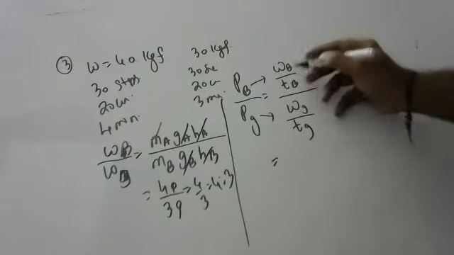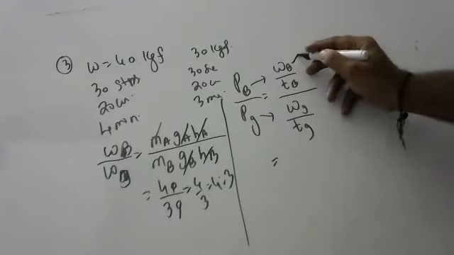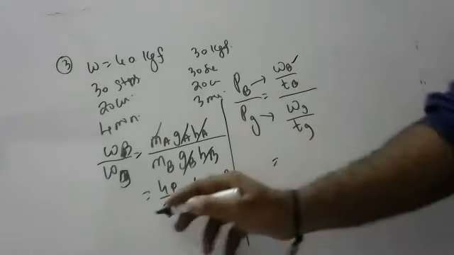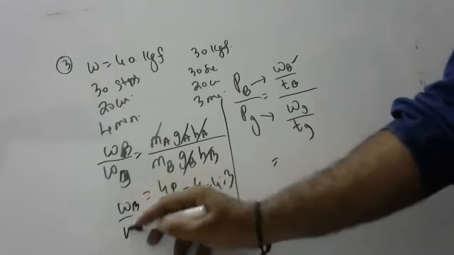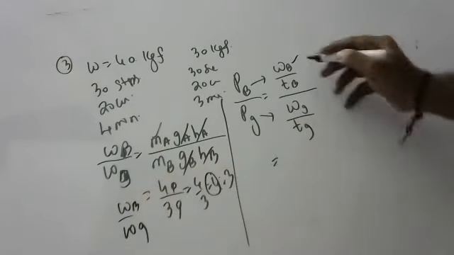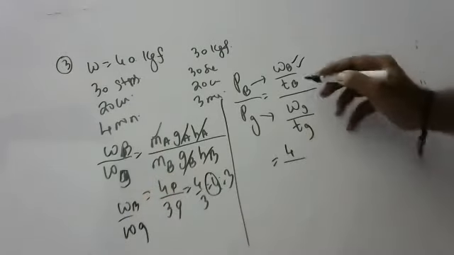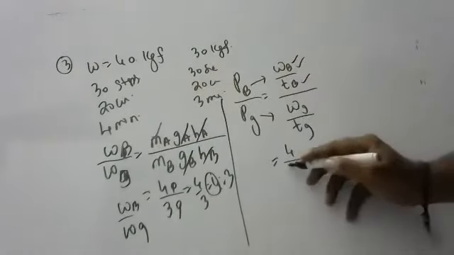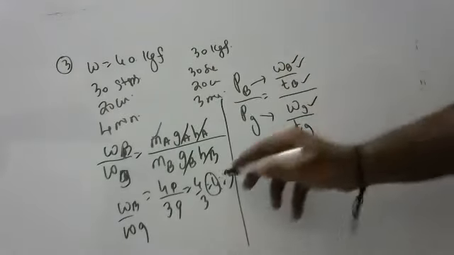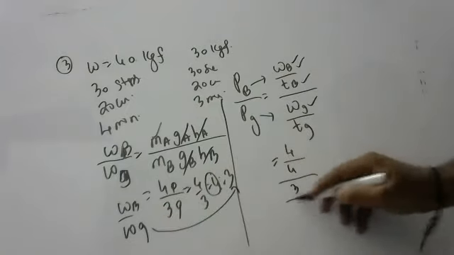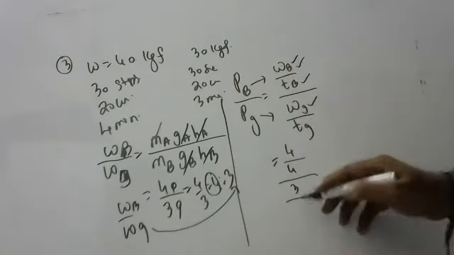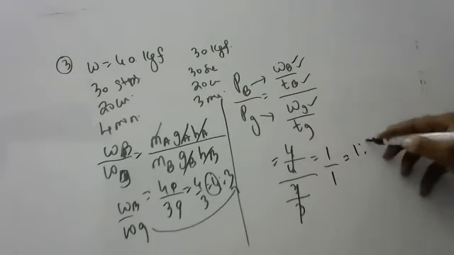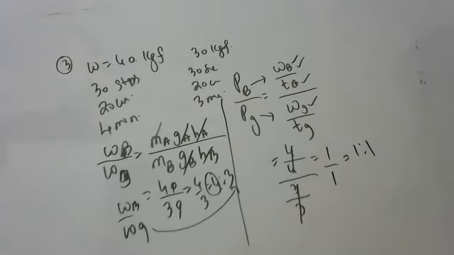So, children, W by B, how much we got? 4. This is 4. Time of B is how much? 4 minutes. W by G, how much we got, children? 3. And time of girl is how much? 3 minutes. This is gone 1. 1:1 is the ratio of power developed in this case.